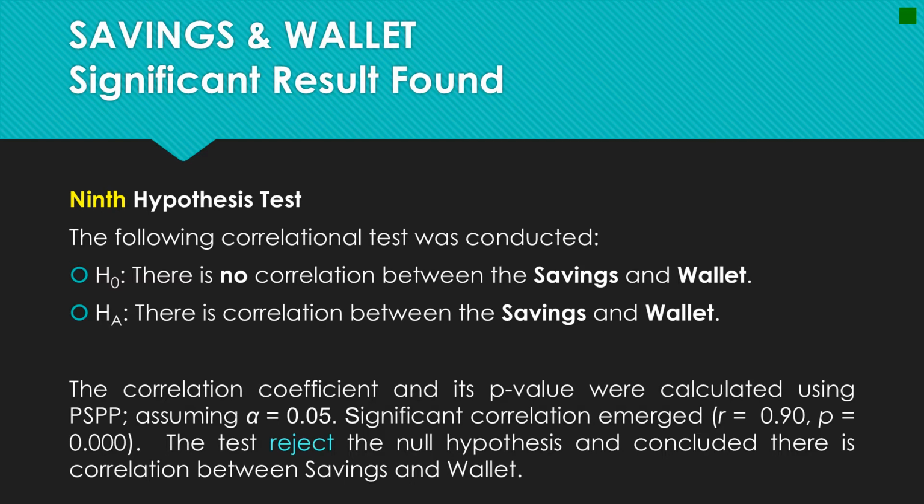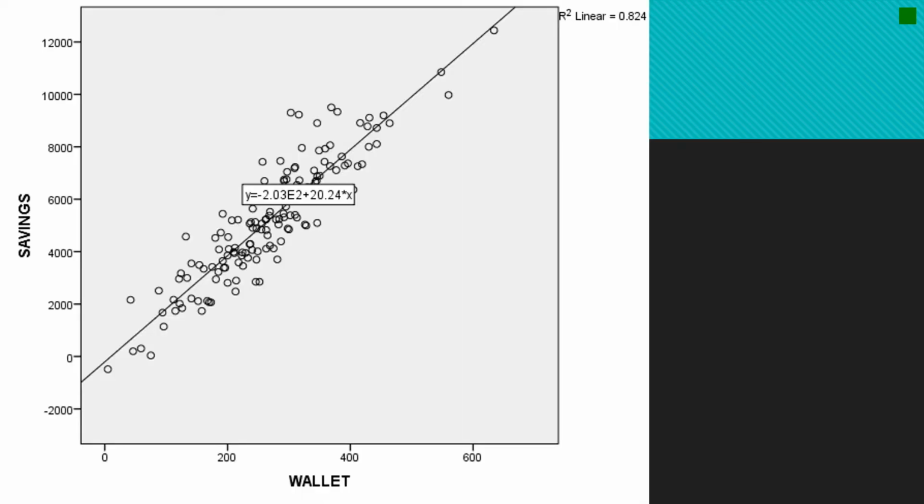Here we can see R is 0.90, moving very upward. The trend is positive, and the p-value is again 0.00. The test rejects the null hypothesis, and we can say that there is an effect of savings on the increasing or decreasing of the wallet. The line is going very upward, which means the plots are near to the line. We reject the null hypothesis, and there is a relation between savings and the wallet.